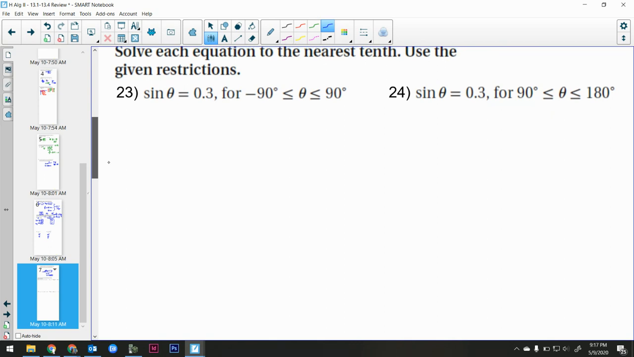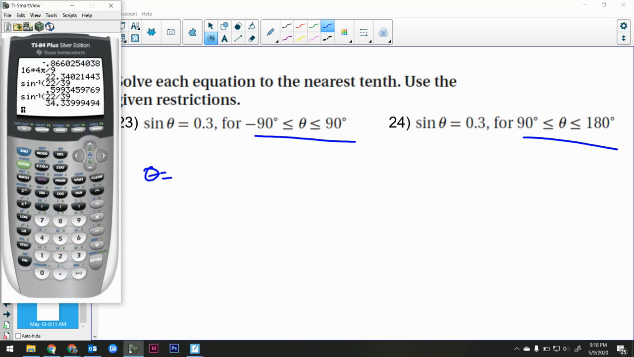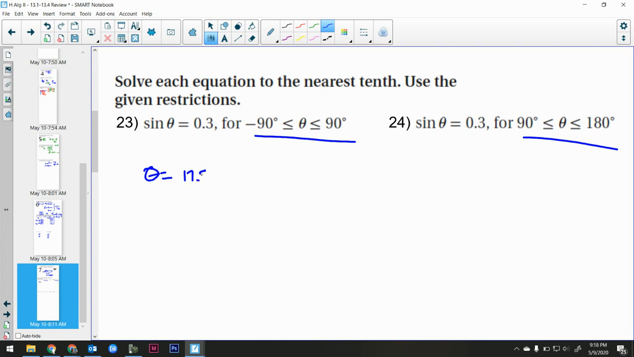All right. I know a lot of people are asking some questions on these, so I'll try to do the best I can with explaining here. Notice that 23 and 24, again, I'll give you time to pause, are the exact same problem, just one has a different restricted domain, right? So what is theta here? Well, I go to my calculator and I find inverse sine of 0.3. And the calculator spits out, and again, the calculator, remember, is only giving you restricted domain, 17.5 degrees. Now, is 17.5 within that domain? Yes, it is. It's between negative 90 and positive 90, so that's my answer.